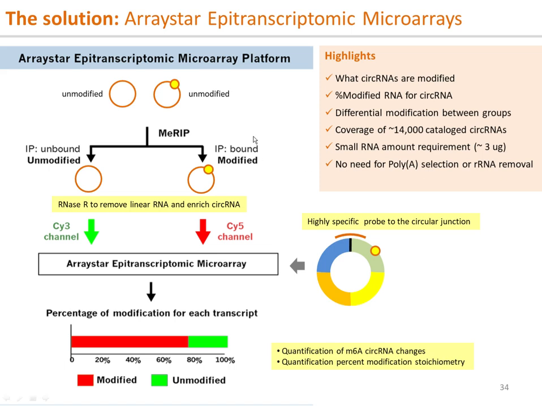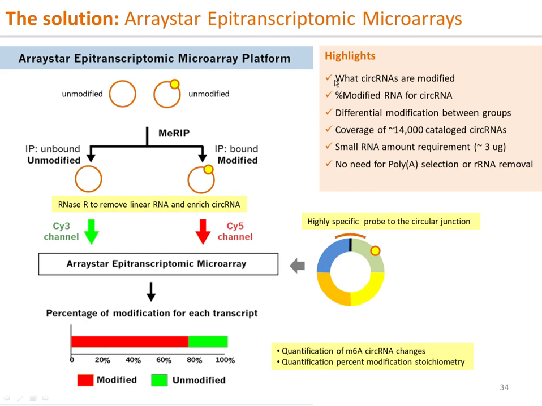The practical solution is ArrayStar epitranscriptomic microarrays. The circular RNAs are immunoprecipitated by m6A antibody and further enriched for circular RNA by RNase R treatment to remove linear RNA contamination. The unmodified circular RNAs in the supernatant not binding to the m6A antibody are labeled with Cy3 green color, whereas modified circular RNAs bound to the m6A antibody are labeled with Cy5 red color. Both fractions are combined and hybridized to the same microarray so that the normalized intensities in two color channels are obtained. Both the m6A circular RNA abundance and the percentage of modification are calculated.